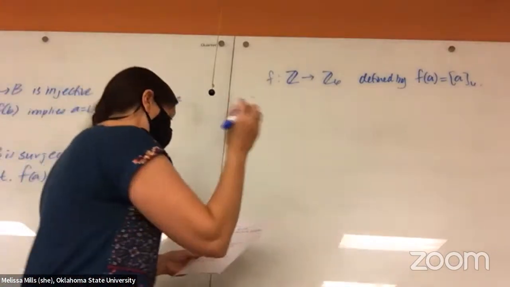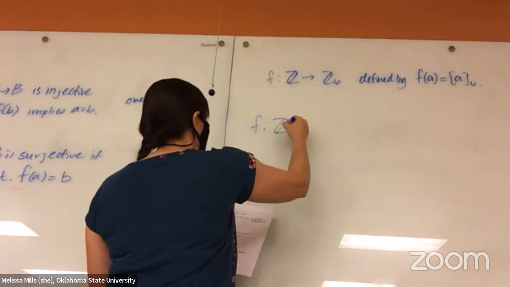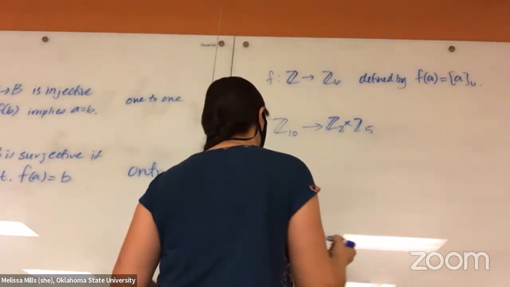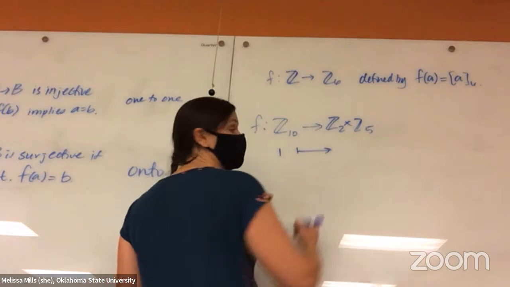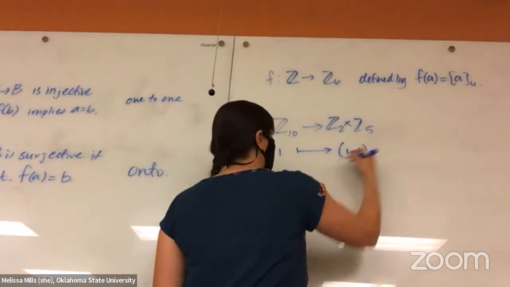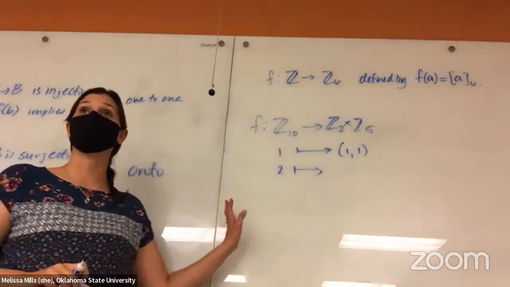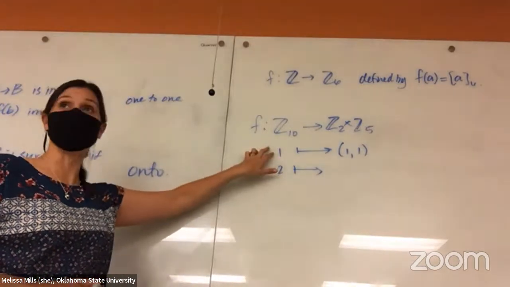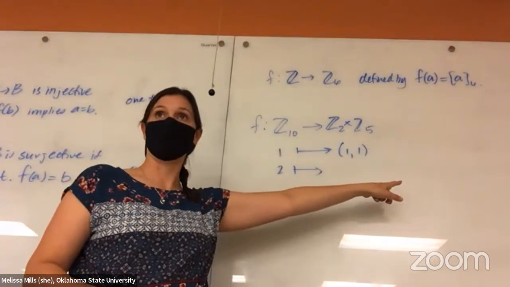The easiest mapping here: I'm mapping F from Z mod 10 to Z mod 2 cross Z mod 5. I take the 1 element here, and that needs to map to the 1 element over here. What's the 1 element in Z mod 2 cross Z mod 5? One, one. Then 2 is going to map to 1 plus 1 added to itself, because to be an isomorphism it has to satisfy the homomorphism properties. Over here 2 is equal to 1 plus 1, so F of 2 needs to equal F of 1 plus F of 1.